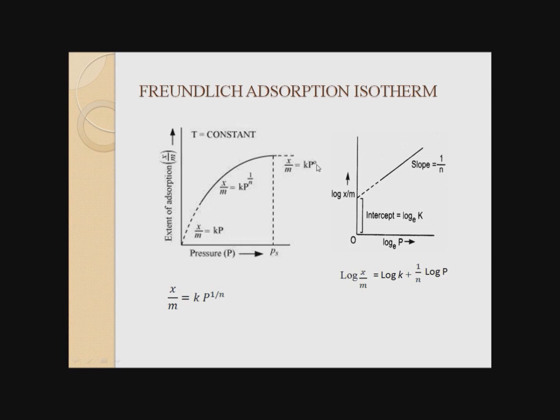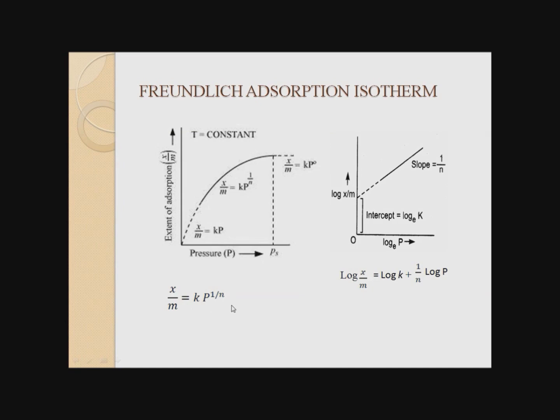In the intermediate range of pressure, x by m will depend on p raised to the power 1 by n, where n is a positive integer and k is a constant which depends upon the nature of adsorbate and nature of adsorbent at a particular temperature. This relationship was put forward by Freundlich in 1909, and this equation is known as the Freundlich adsorption equation, and the isotherm is also known as Freundlich adsorption isotherm.